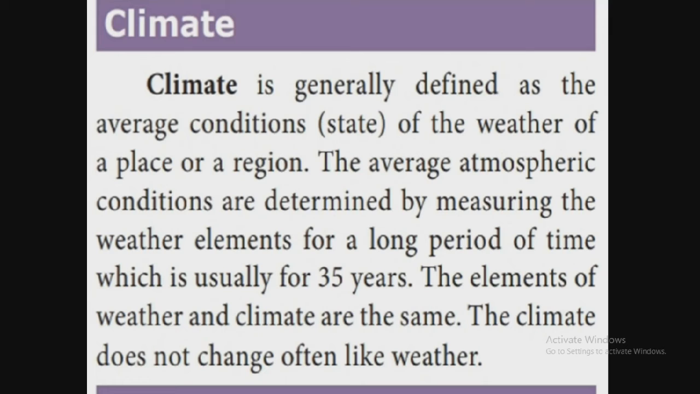35 years. Weather keeps changing day by day, whereas climate doesn't change day by day. It stays for a long period. In weather it is a short period, and climate is what? Long period. It takes usually how many years? 35 years. The elements of weather and climate are the same.